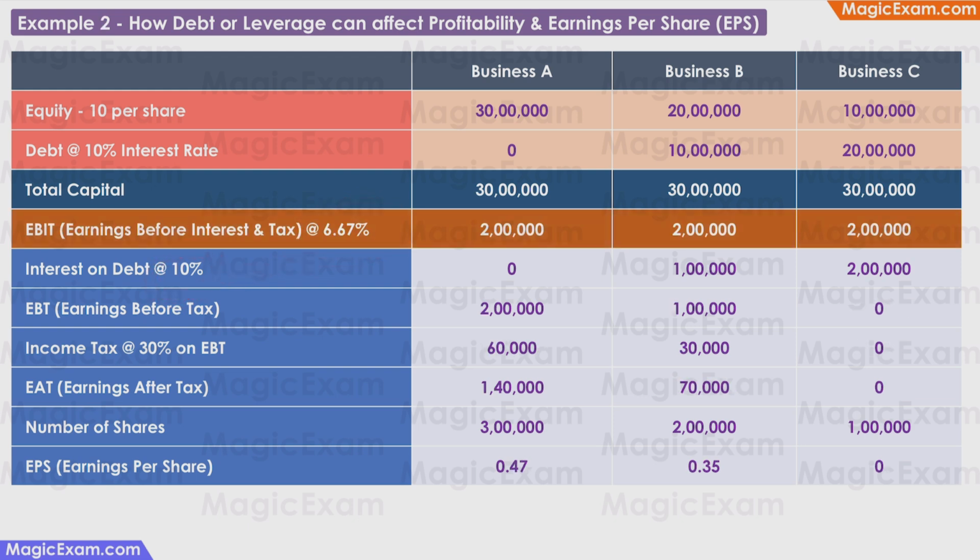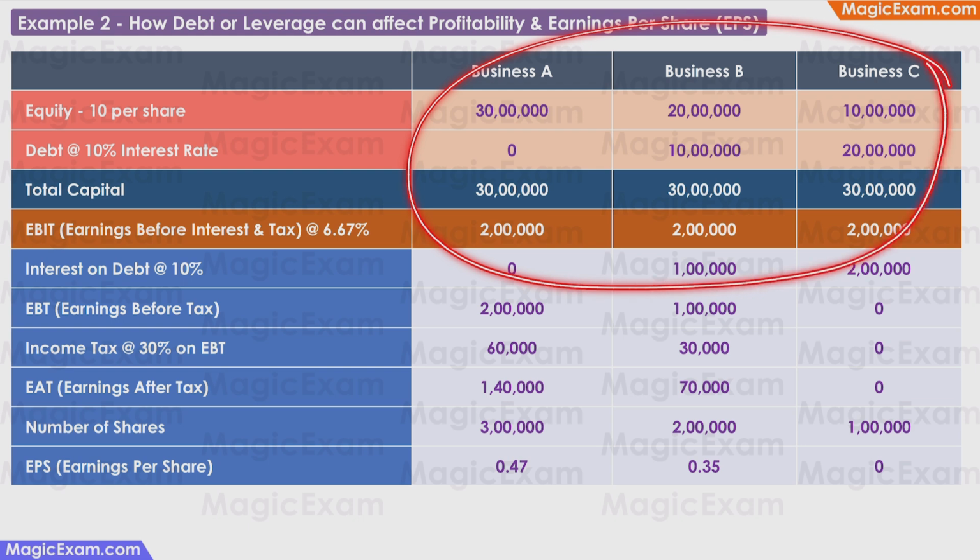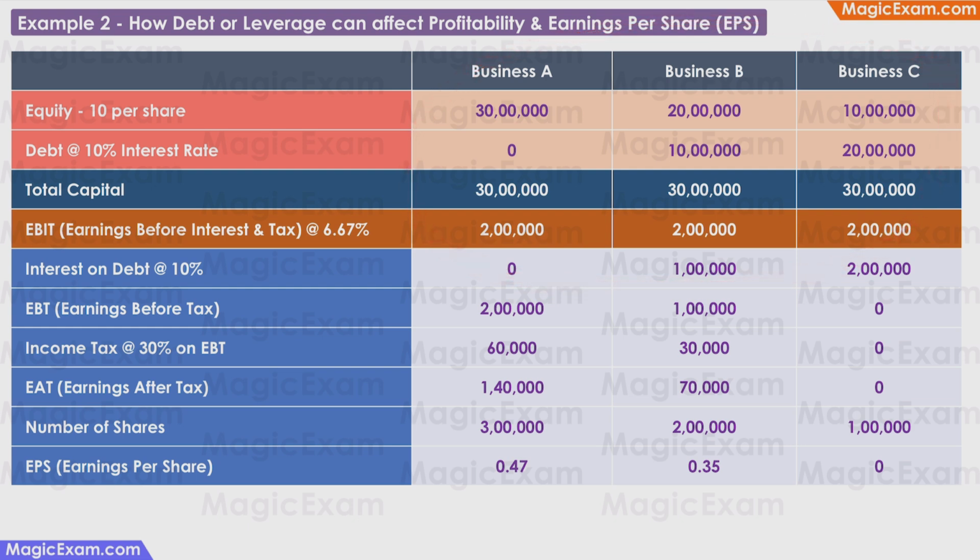If the details like the total capital, the amount of equity, the amount of debt and the rate of interest on the debt remain the same as in the previous example, but the rate of return, that is the earnings before interest and tax, is now 6.67% as compared to the 13.33% in the previous example, then you can see that the earnings per share will actually decrease as the amount of debt increases.